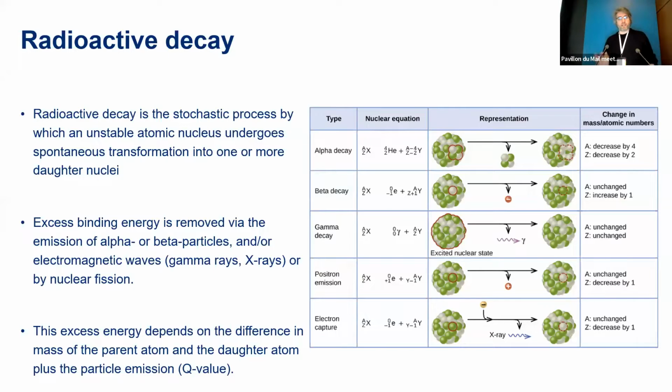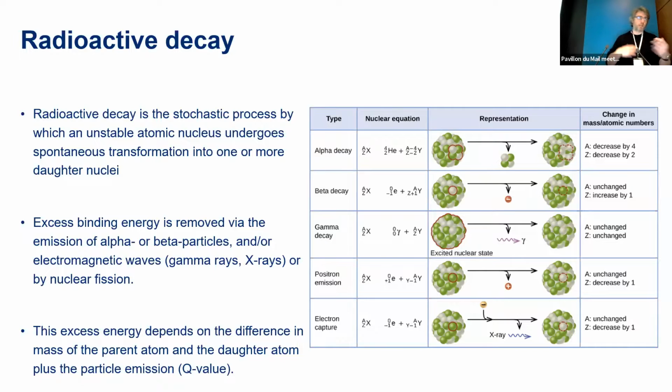So radioactive decay, we all know, is a stochastic process by which an unstable atomic nucleus undergoes a spontaneous transformation. We can do this through alpha decay, beta decay, gamma decay, positron emission, or electron capture. There are a lot of different routes, and this is all just to get rid of the excess binding energy of these unstable nuclei. And this excess energy depends on the difference in the mass of the parent atom to the daughter atom, plus the particle emission.